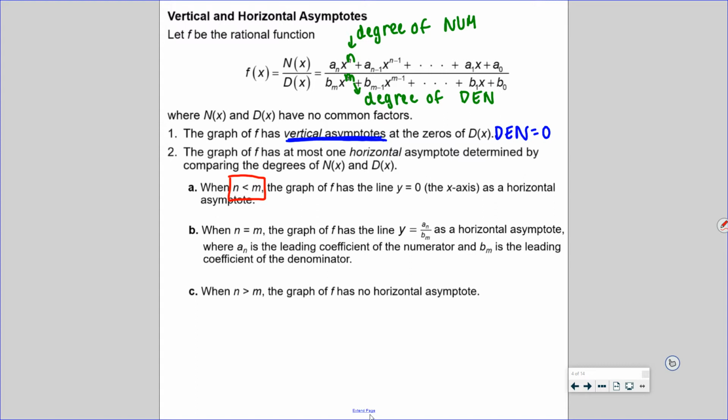If they are the same degree, which I'm guessing are ones you've done before, we can find the horizontal asymptote by dividing the leading coefficients. I think that's familiar to you. So here, this is your LC of your numerator. Take your LC divided by your LC of your denominator.